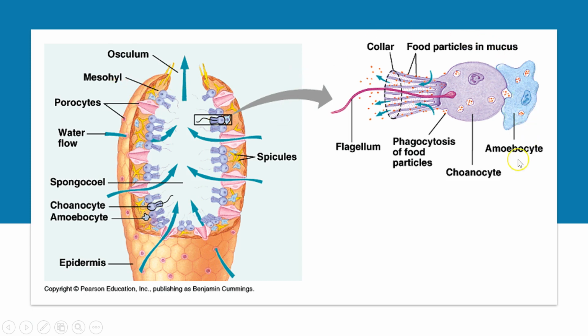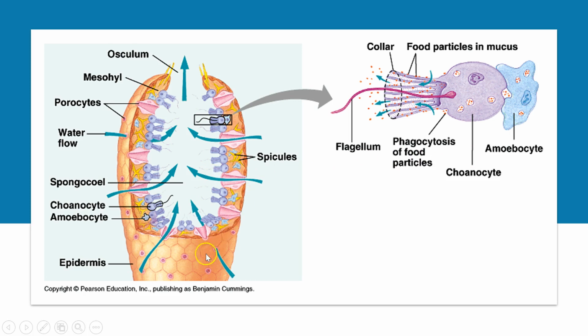But what I want you guys to look at here is the connection between the collar cell and the amoebocyte. Food particles are collected here at the collar and moved inside the cell through a process called phagocytosis. This is literally just the cell itself absorbing the food in these little tiny pockets, and then those tiny pockets end up getting transferred to the amoebocyte. The amoebocyte is a specialized cell that takes nutrients all around the rest of the body of the sponge.